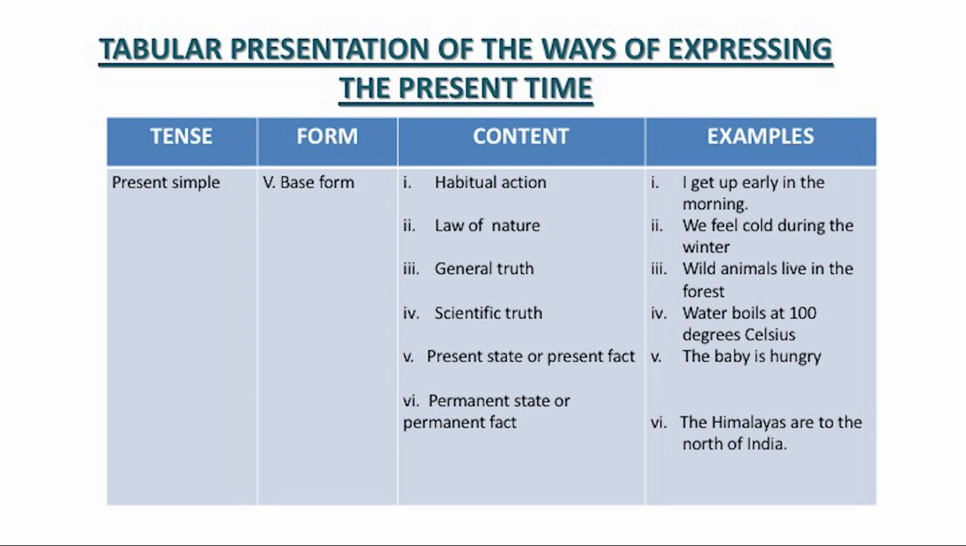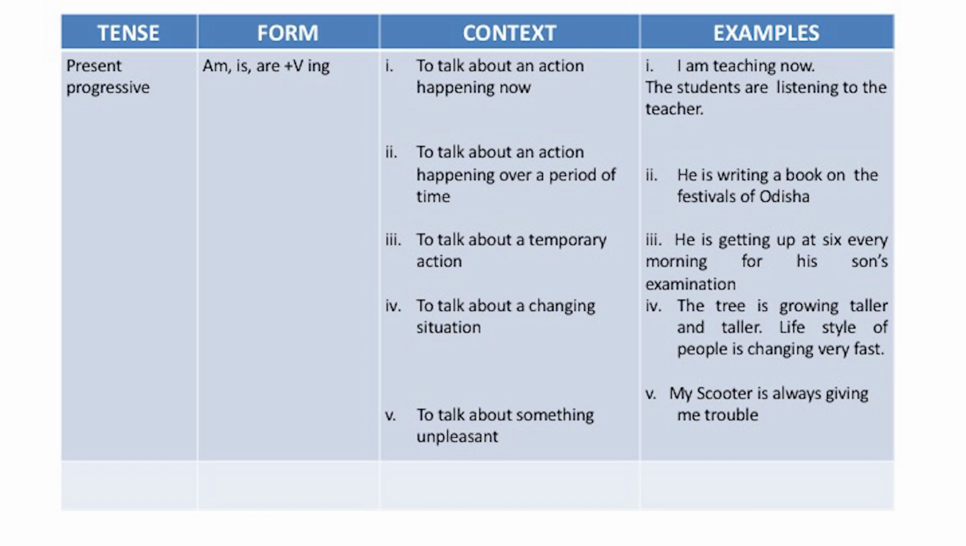Likewise, for present progressive, we can make the tabular expression like this. Form, in the form column there is the verb form, am, is, are plus verb ing, main verb in the ing form, and the context in which the present progressive can be used. They are to talk about an action happening now. Take for example, I am teaching you now. All of you, you are listening to me, or you are watching the video describing my teaching.